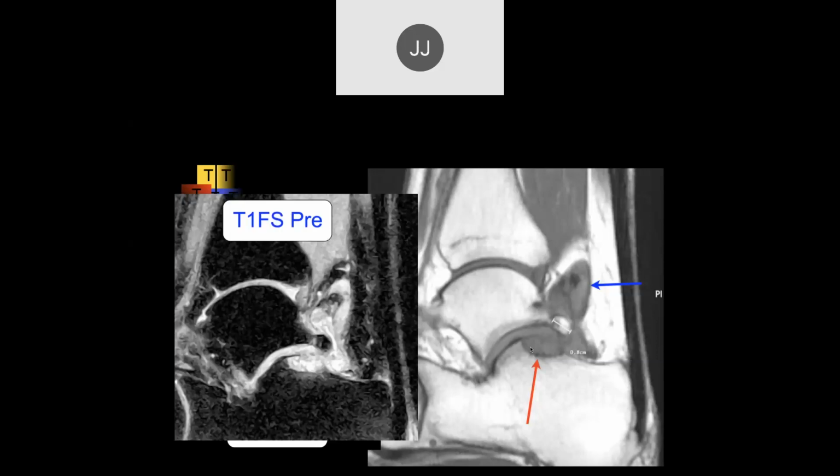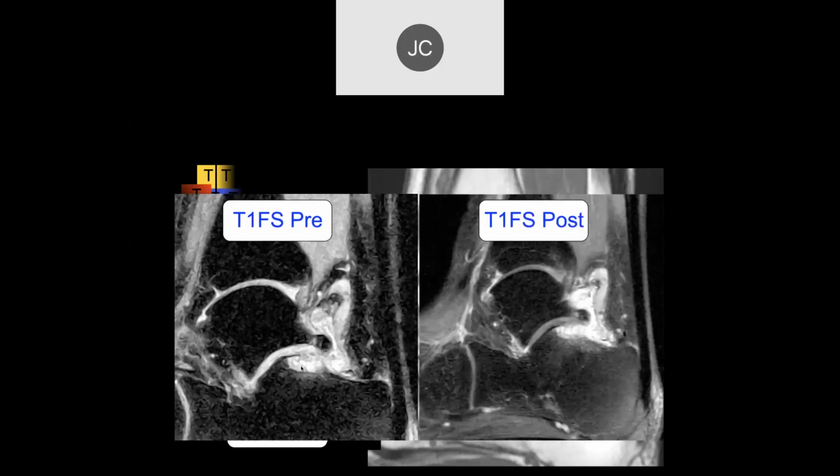Now we have a T1 fat sat pre. It looks heterogeneously bright. So this could be synovial tissue, and maybe it's a synovial erosion. There's the post. Yeah, there may be some enhancement in there centrally, but it's very bright on both. Okay. And this was PVNS.